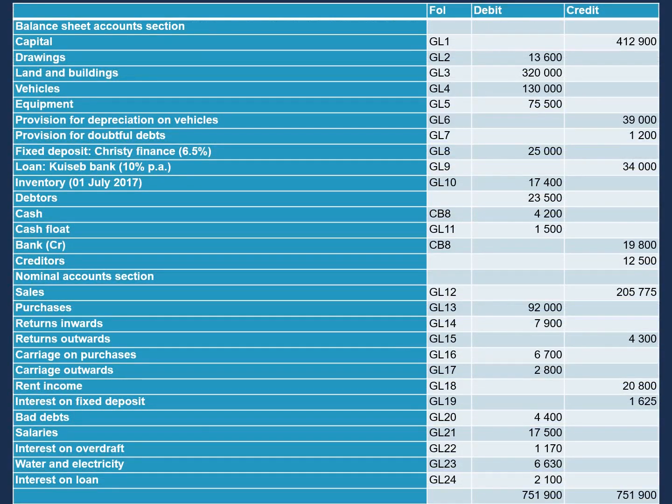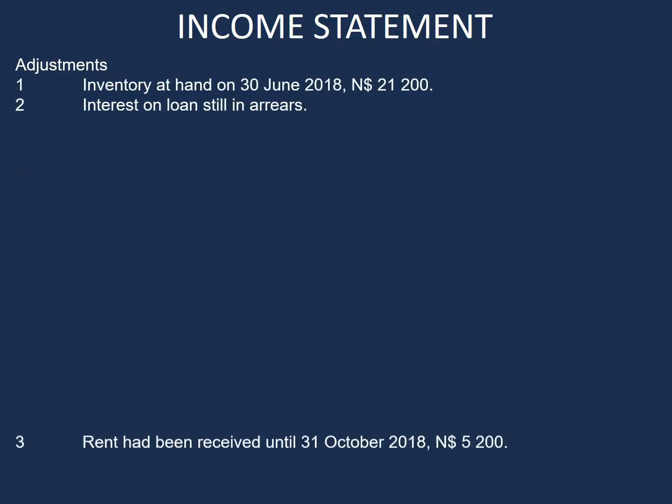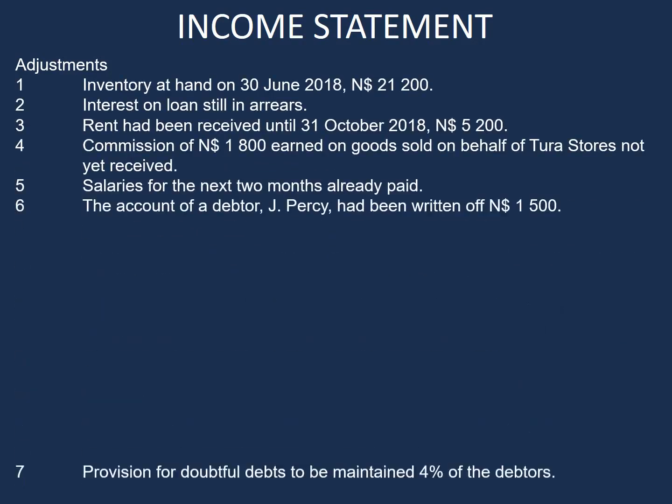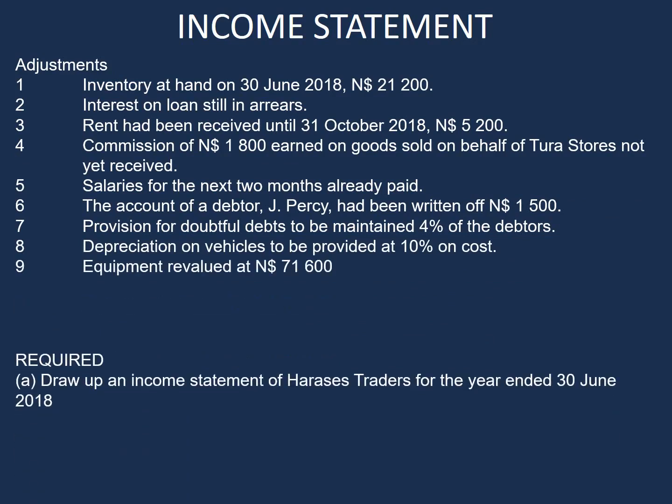Let's have a look at our pre-adjustment trial balance for RSS Traders as at 30 June 2018. Now, let's move on to our adjustments. We covered our adjustments in detail in previous videos. So what we will focus on in this video is to prepare the income statement for RSS Traders for the year ended June 2018.